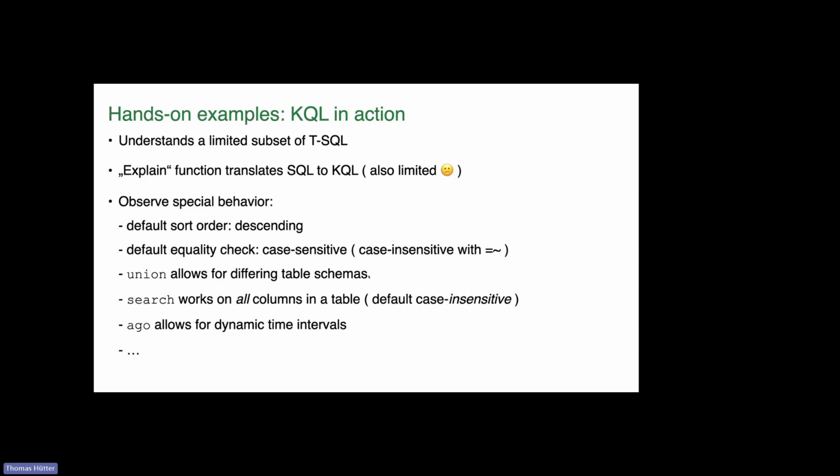Oh yeah, what I don't have an example for, the union, like if you want select something, union select something else, it allows for different table schemas even. So in SQL, when you want to do union, the first and the second table variable, shall we say, need to have the same table schema. In KQL, that's not necessary. It adds up the columns. And we have the search, which works on all columns in a table, which can be rather useful. But yeah, once you reach a certain size of your tables, beware of the runtime of this. And the ago, which I found quite a funny function that is built in for datetime calculation.